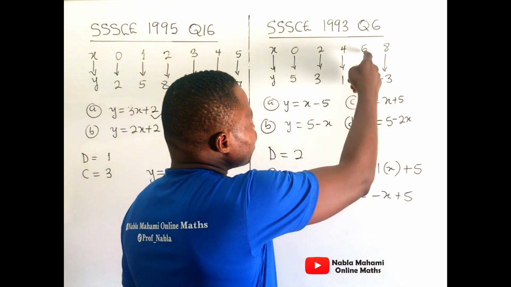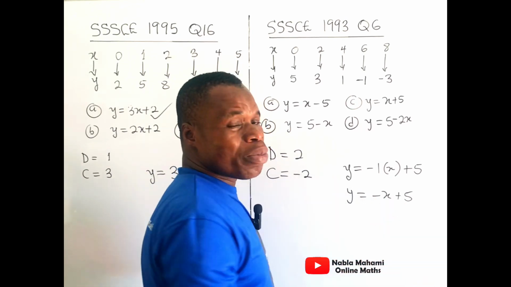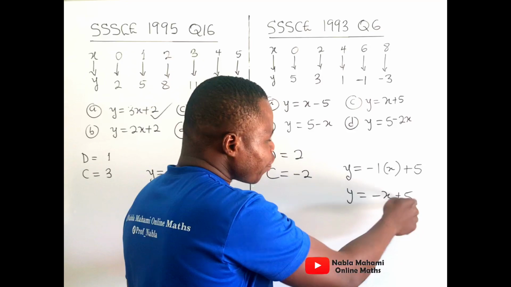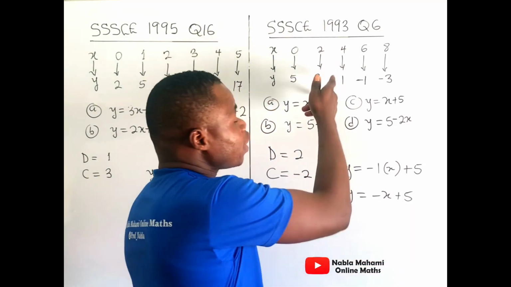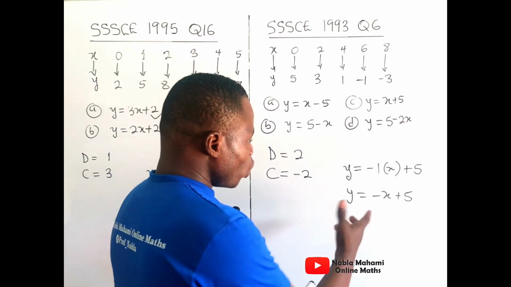Now, if I use 6, you see 6 will give -6 plus 5, that will be -1. If I decide to use 2, it will now be -2 plus 5, and -2 plus 5 is 3. And you can see that below 2, we have 3. So this is the rule for the mapping.